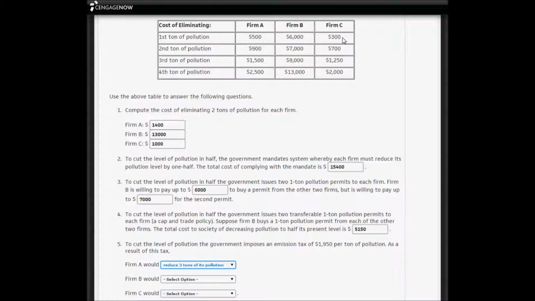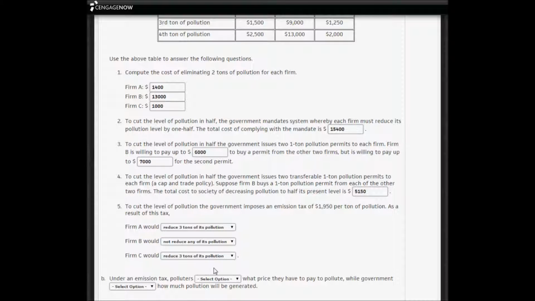The same goes for firm C because the tax exceeds $300, $700, $1,250, but does not exceed $2,000. So firm C will copy firm A. Firm B, on the other hand, will not cut its pollution at all because the tax is less than each of these costs. So firm B would not reduce any of its pollution. So this policy has the same outcome as the cap and trade policy.